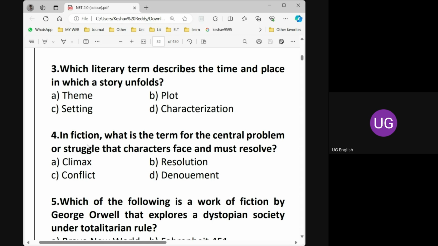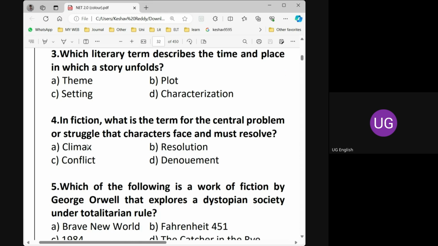Conflict. Again, the answer is C. Conflict is the central problem. Climax, resolution, denouement, all these three are related to drama terms. Climax is the highest point of the conflict. Resolution is the last answer. Denouement is the falling action. We discussed all these terms.